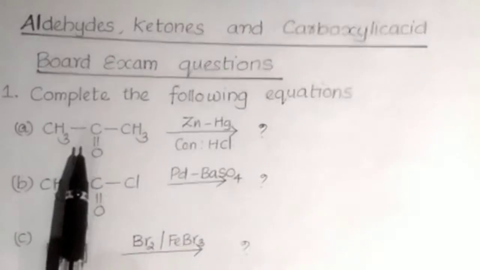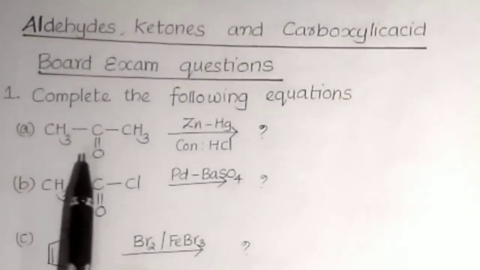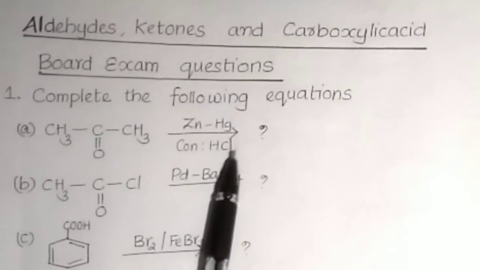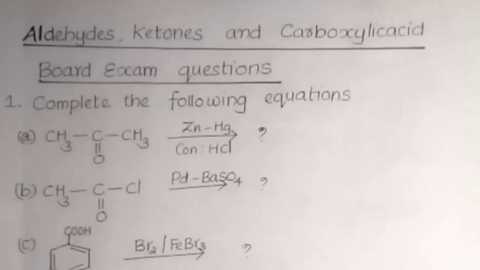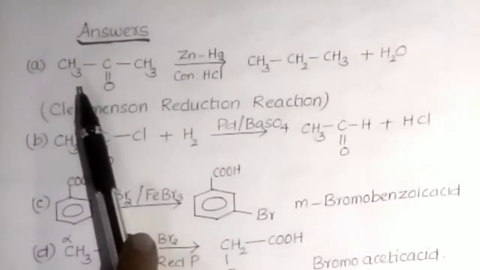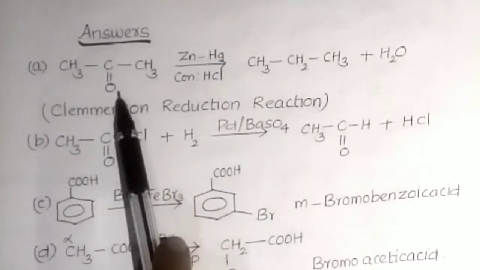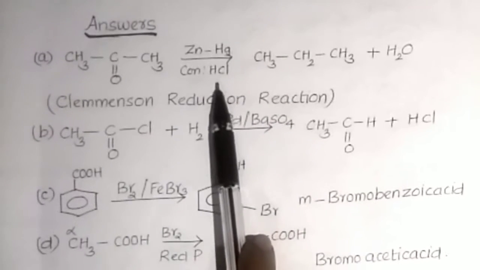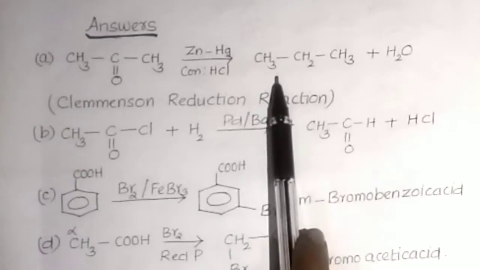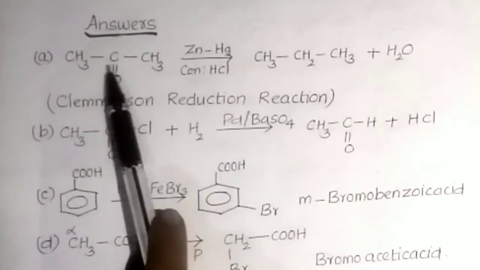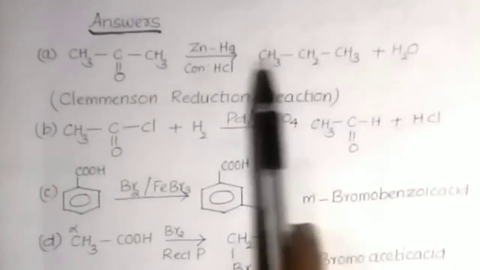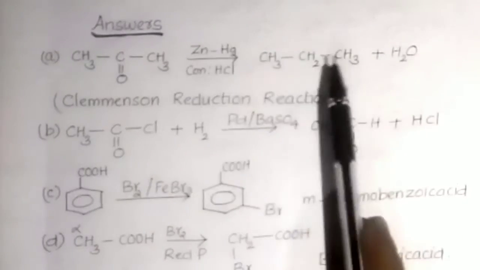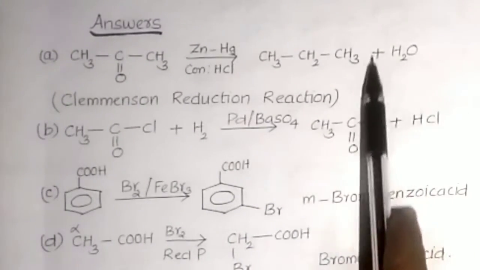So how will you convert acetone to propane? This is another question. Using zinc amalgam and concentrated HCl, we get CH3CH2CH3. Answer: CH3COCH3, zinc amalgam and concentrated HCl, then we get CH3CH2CH3 plus H2O. This oxygen plus another molecule of hydrogen gives H2O.